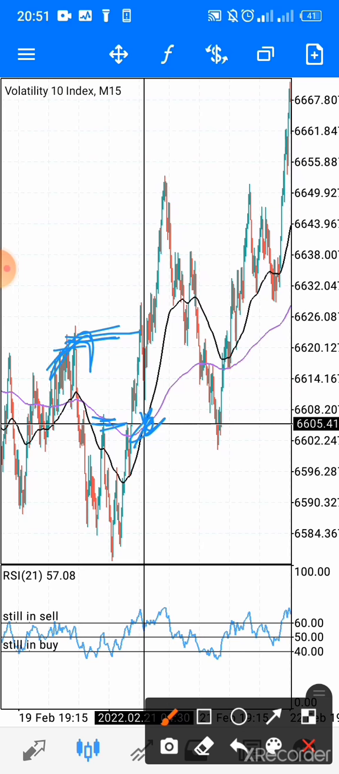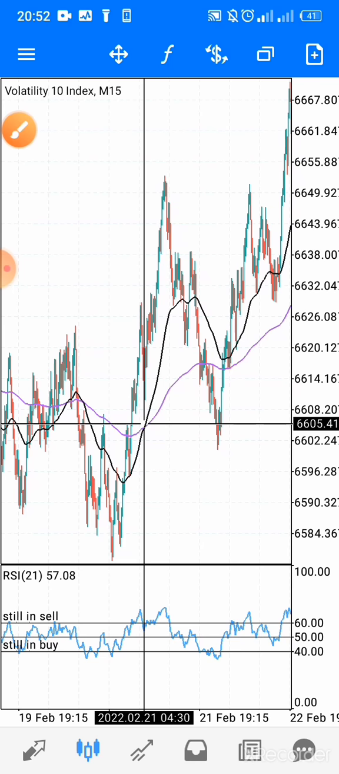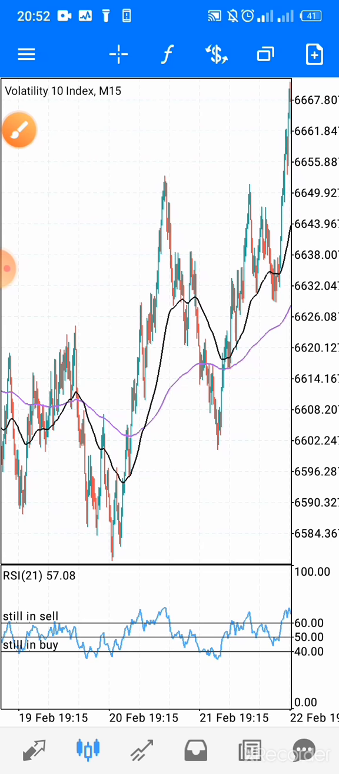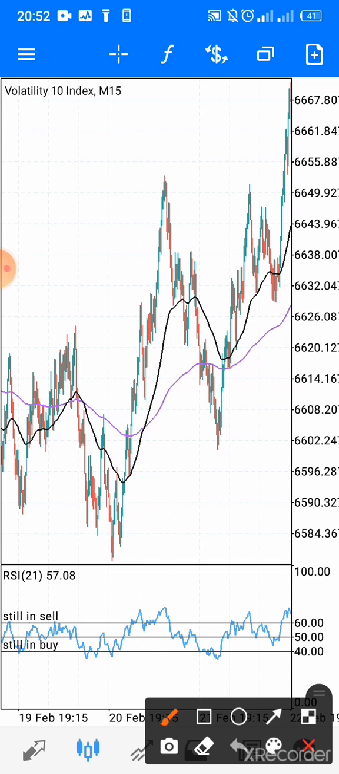So this strategy is quite simple. When you are using your naked chart, that's when you are going to be looking for these breakouts here. But when you are using your EMAs, your exponential moving average, you just wait for this cross, then that's when you are going to be looking for your buy trades.